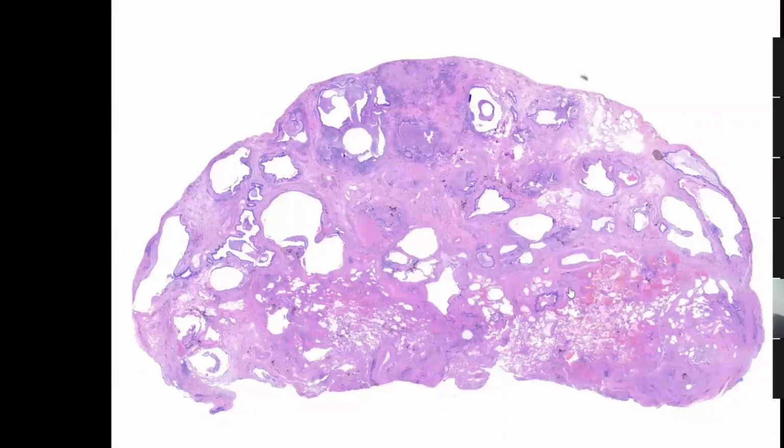Perfect. So that ends our series of acute lung injuries. I'm going to go into some other cases now. Does anyone have any questions as we move on to the next?